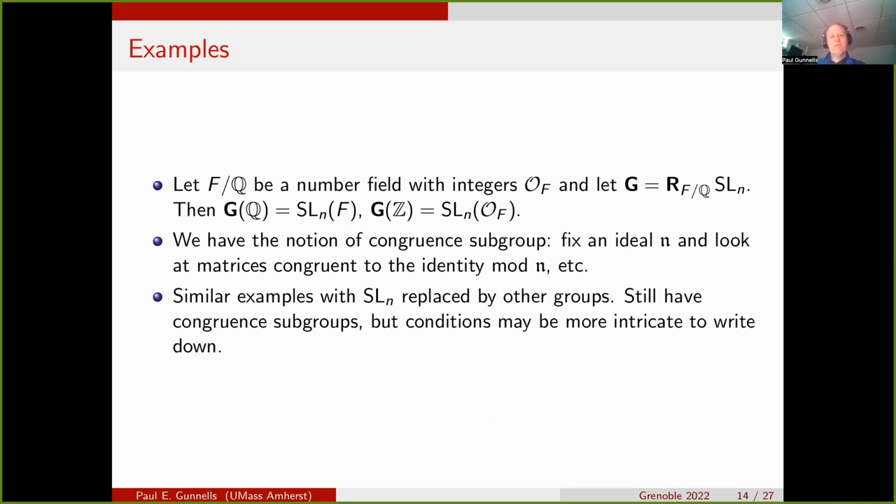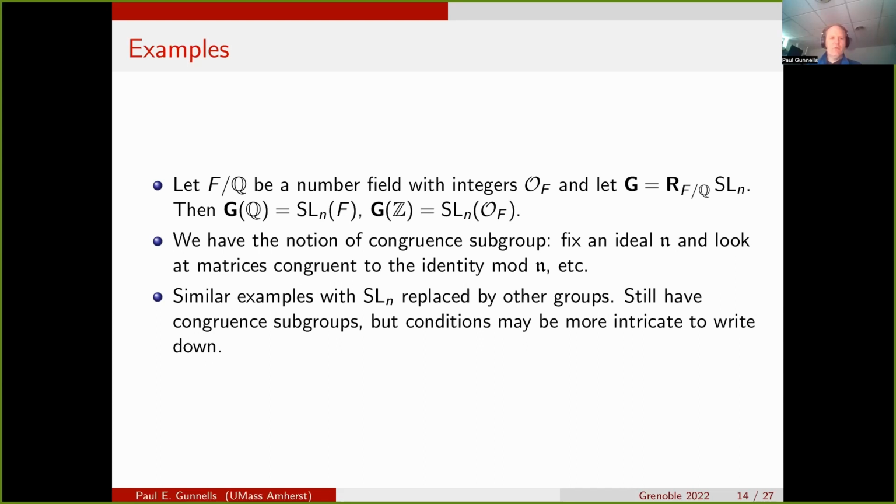And just like we had for SL_n(Z), we can talk about congruence subgroups. We can fix an ideal in the ring of integers, and look at matrices that are congruent to the identity mod that ideal. That would be the principal congruence subgroup, and then we can take block shapes and look at those and get variations on that, all kinds of stuff like that.